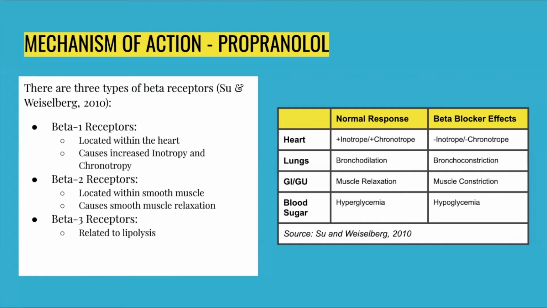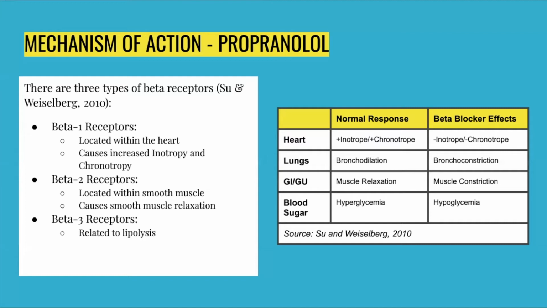Let's refer to the chart on this slide. Normally, beta receptor stimulation in the heart would cause a positive inotropic and a positive chronotropic effect. However, when a patient is taking a beta blocker, the medication blocks this from happening, resulting in a negative inotropic and a negative chronotropic effect. This applies for everything on this chart.